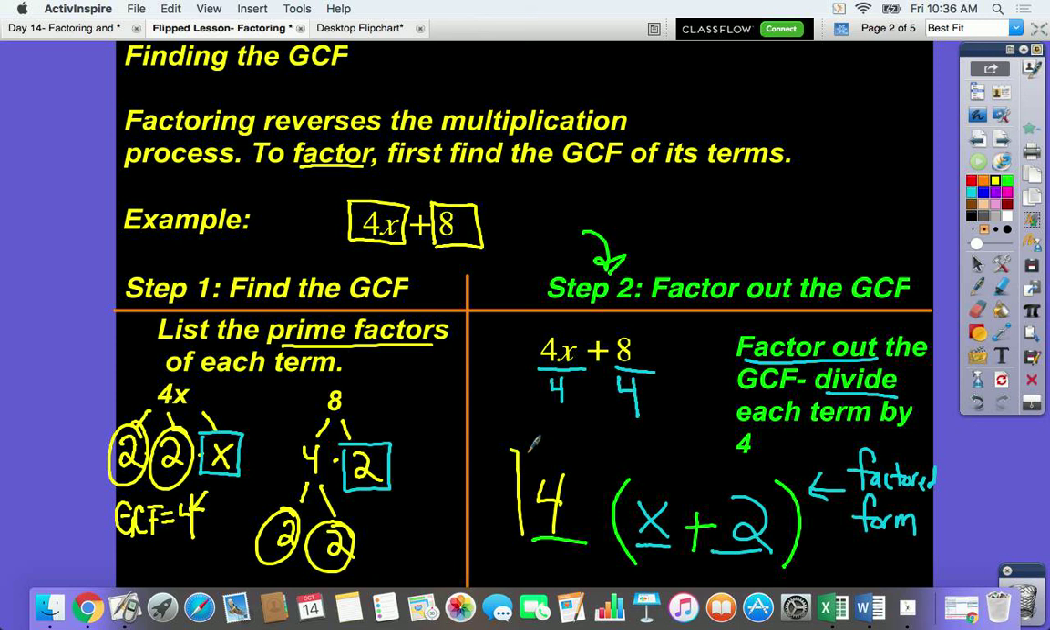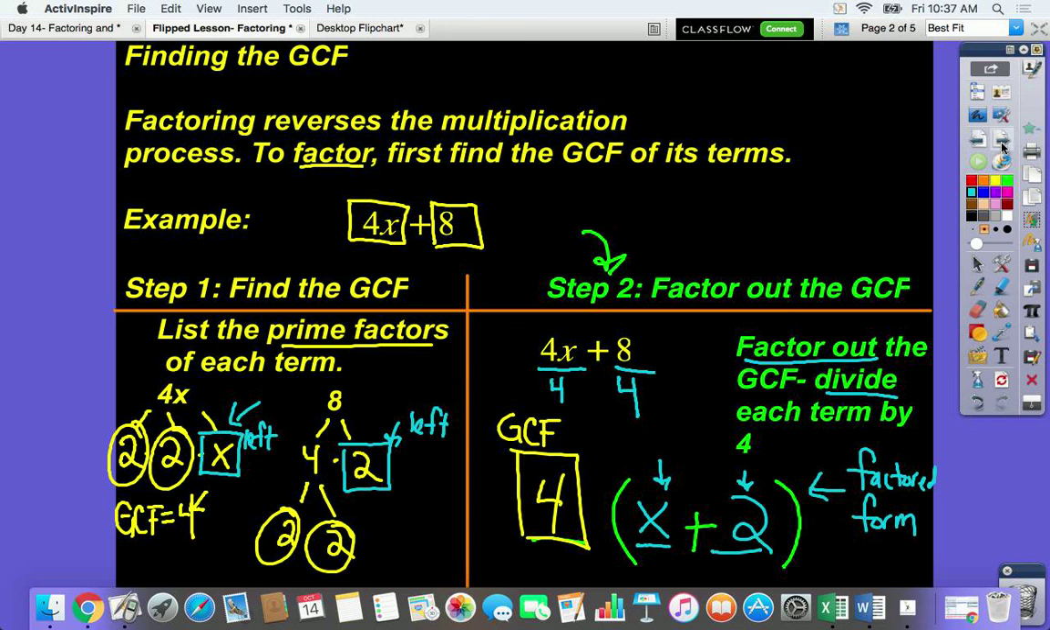Notice that that GCF is that outside number. My leftovers, right, that's what's left after I factored out, after I divided. What's left over is what you're going to notice ended up inside of the parentheses. The other thing you may notice is as we divided each term, the remaining simplified numbers are what's left in parentheses. So our factored form of 4x plus 8 becomes 4 times the quantity of x plus 2.